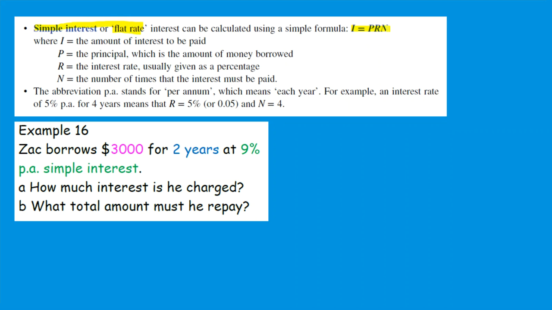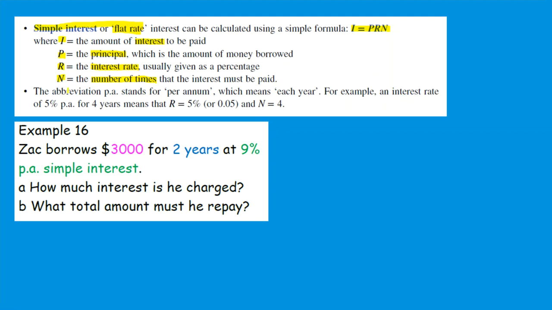So in this formula, I is the interest, the amount of interest to be paid. P is the principal amount, the amount that's borrowed. R is the interest rate, which is normally given to us as a percentage. And N is the number of times that the interest is paid, and it's quite often the number of years.